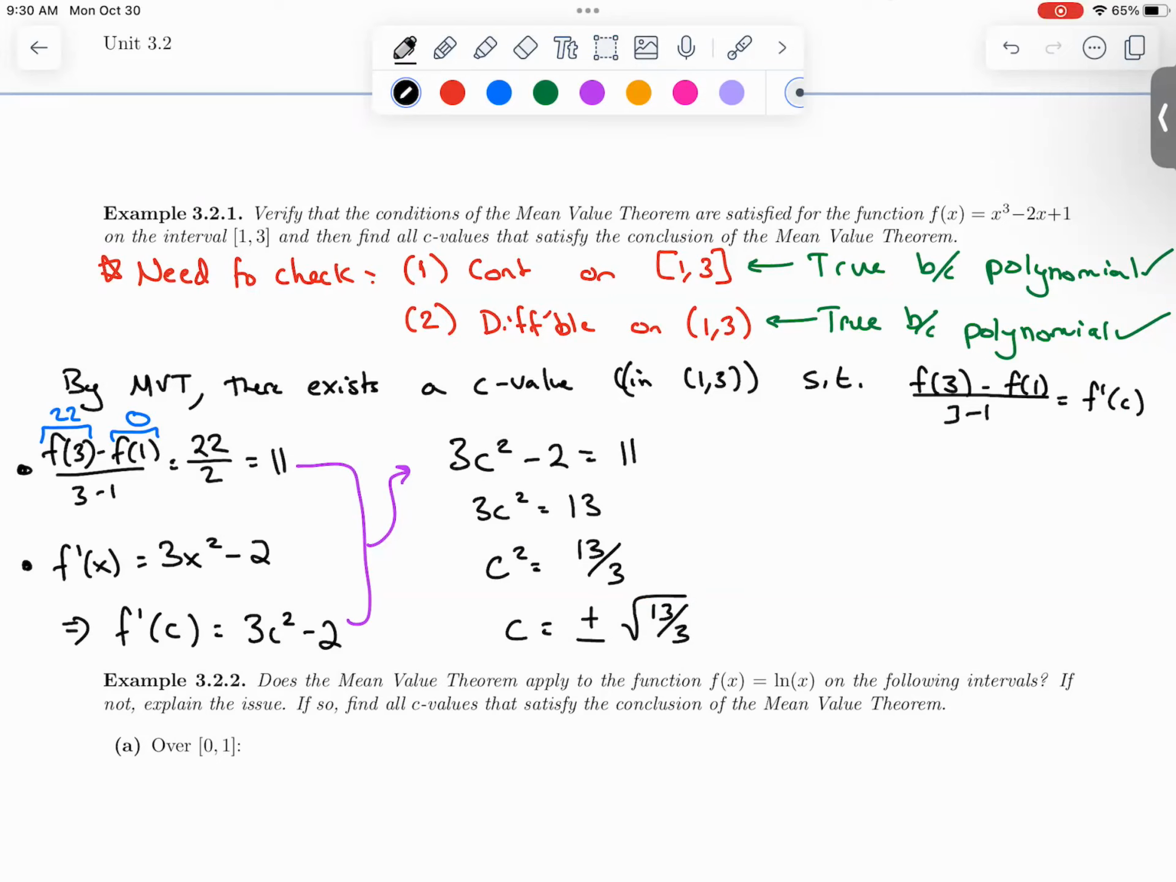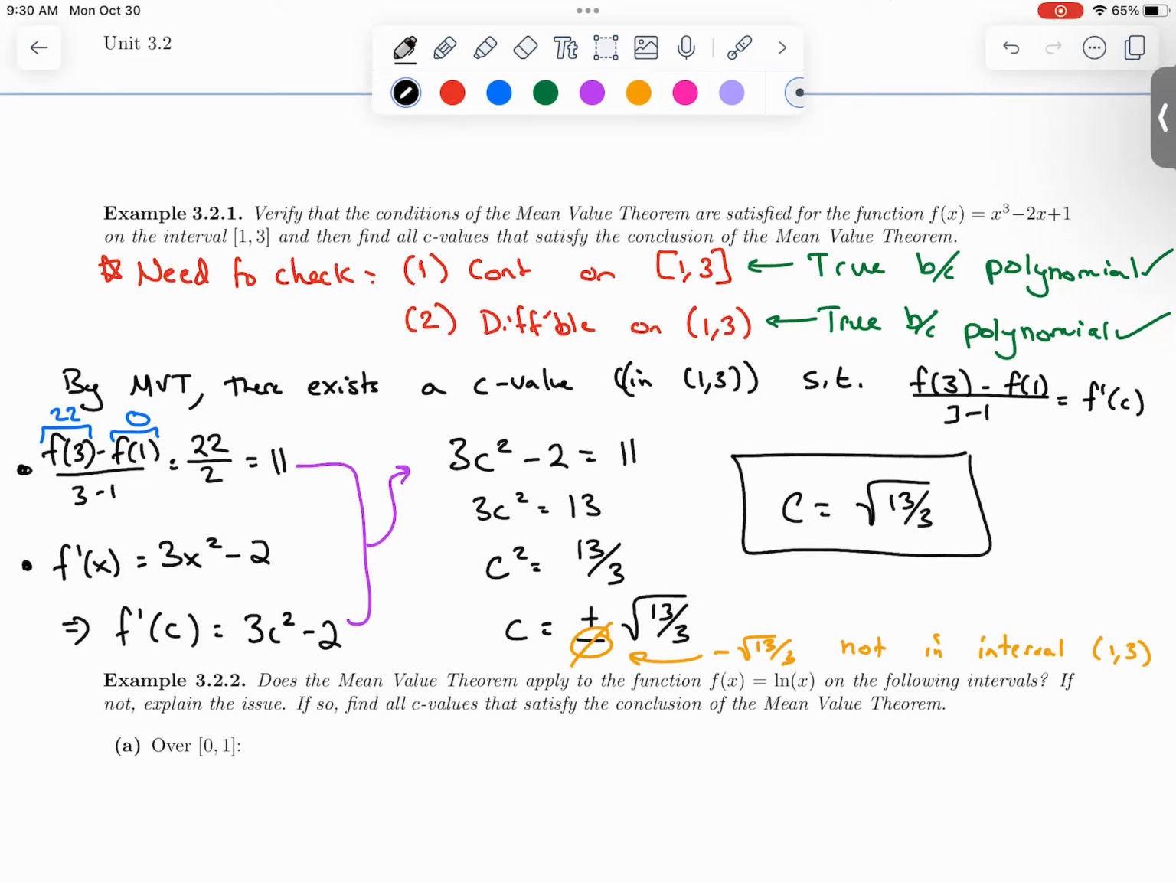However, one of those doesn't work. Not always the negative one, but in this case it would be. Because negative square root of 13 thirds is not in the interval 1 to 3. So the c value is only the square root of 13 thirds. That's the only one.